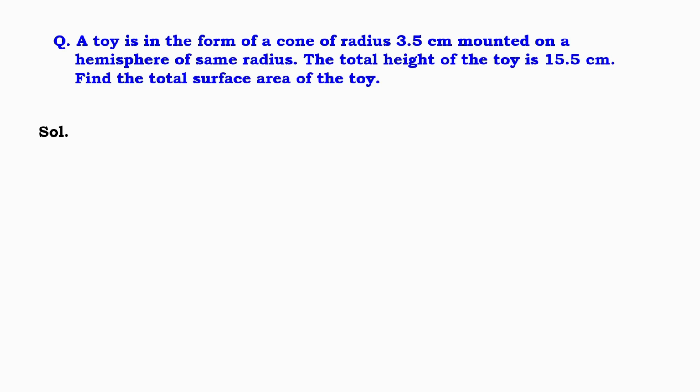Okay, so let us again take a look at the question. A toy is in the form of a cone of radius 3.5 centimeter mounted on a hemisphere of same radius. The total height of the toy is 15.5 centimeter. Find the total surface area of the toy. Okay, so let us first draw the diagram.